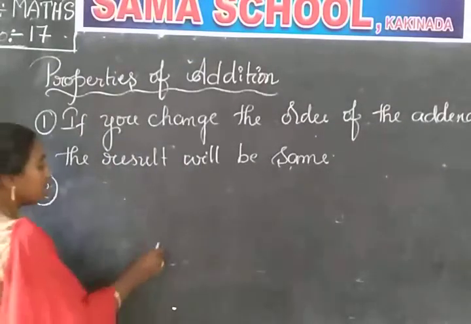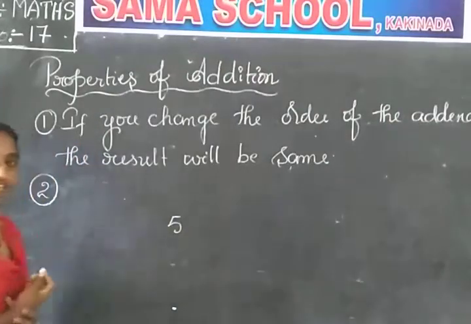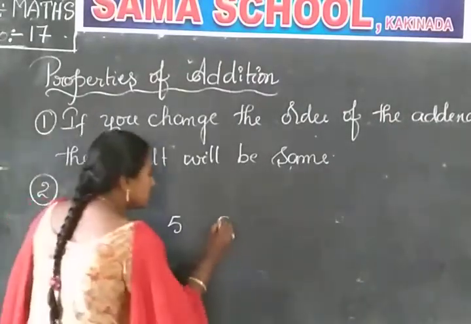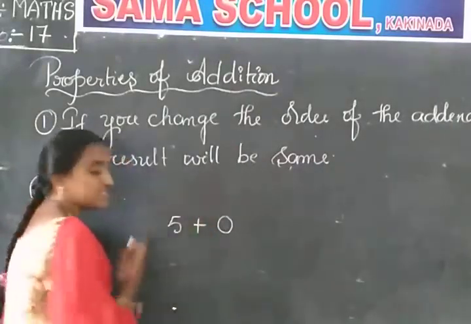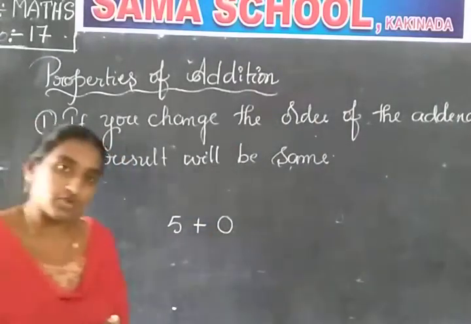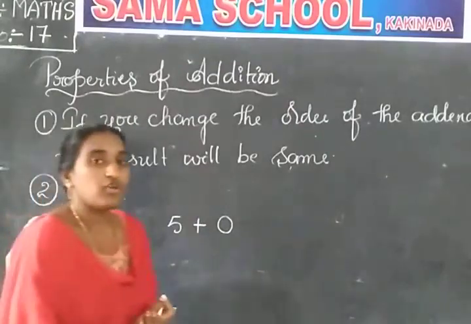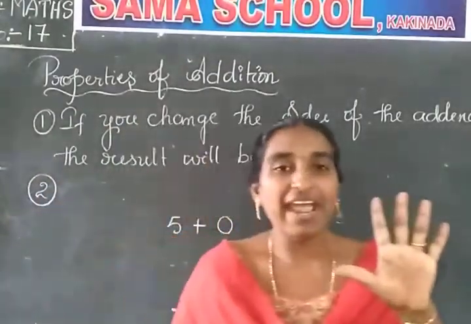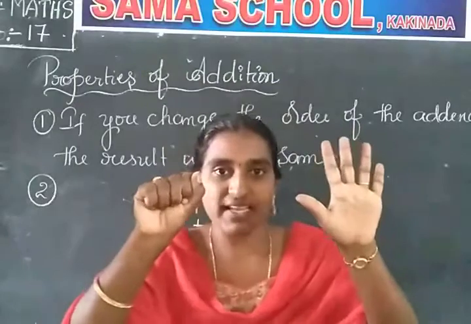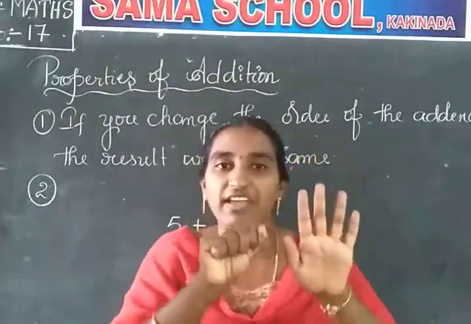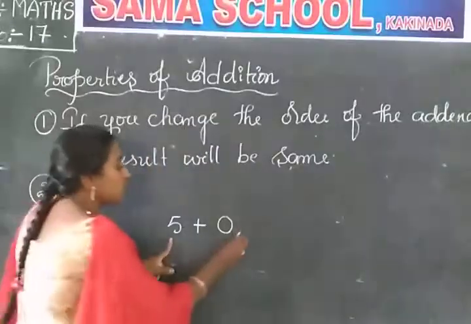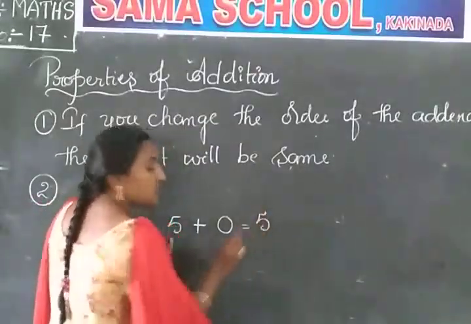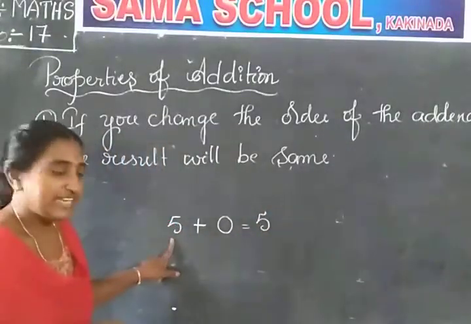See here, take single digit numbers 5 and 0. Add these two numbers. 5 plus 0. What is the answer? You are adding 5 and 0. 0 means nothing. So, when you are adding 5 and 0, what will be the result? The same number you will get. Right, children? The same number you will get.